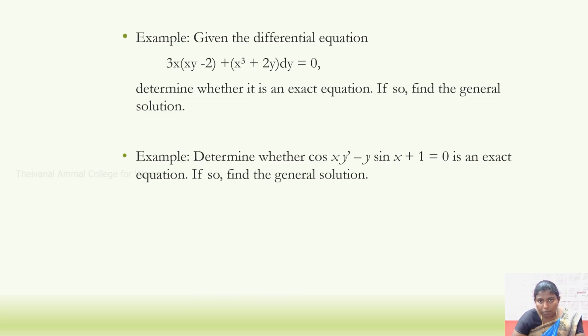Next, these are the examples. The first one is 3x into (xy minus 2) plus (x square plus 2y) dy is equal to 0. Another one is xy dash minus y sin x plus 1 is equal to 0. We check whether the differential equation is exact or non-exact. Then we will find the general solution.